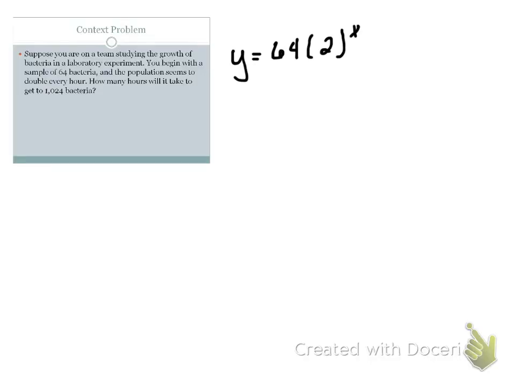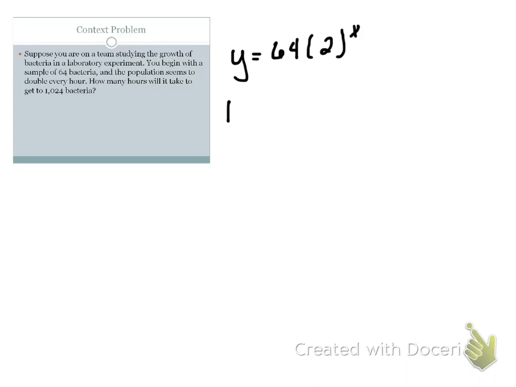Now here's a conceptual problem. Suppose you are on a team studying the growth of bacteria in a lab. You begin with a sample of 64 bacteria, and the population seems to double every hour. How many hours will it take you to get to 1,024 bacteria? Don't worry, on the progress check or test you will be given this equation. You don't have to make these up anymore. So the equation will be y equals 64 times 2 to the x.